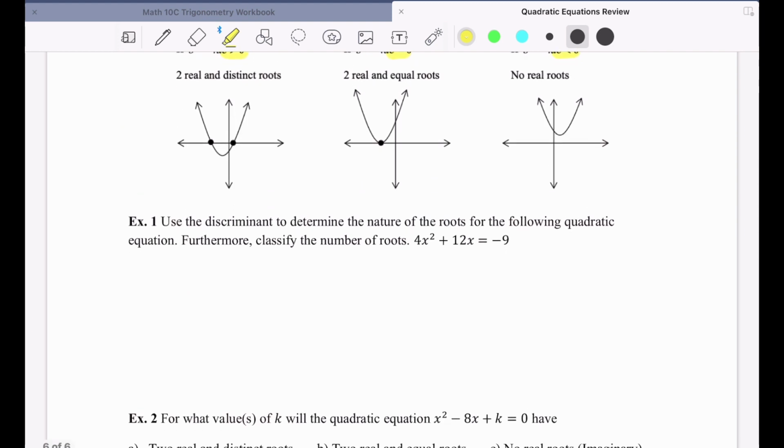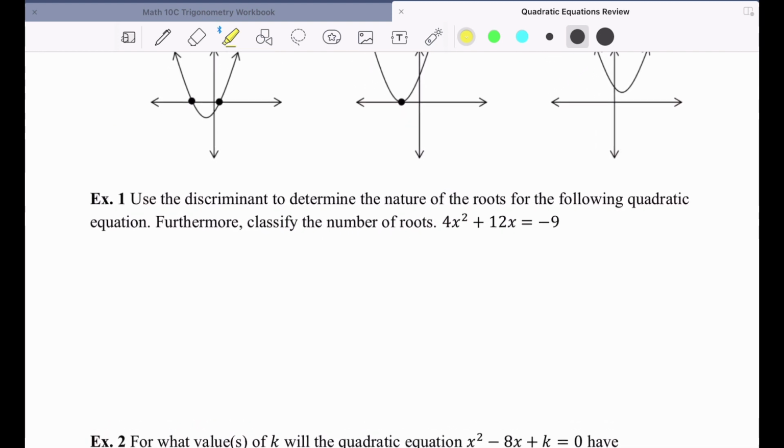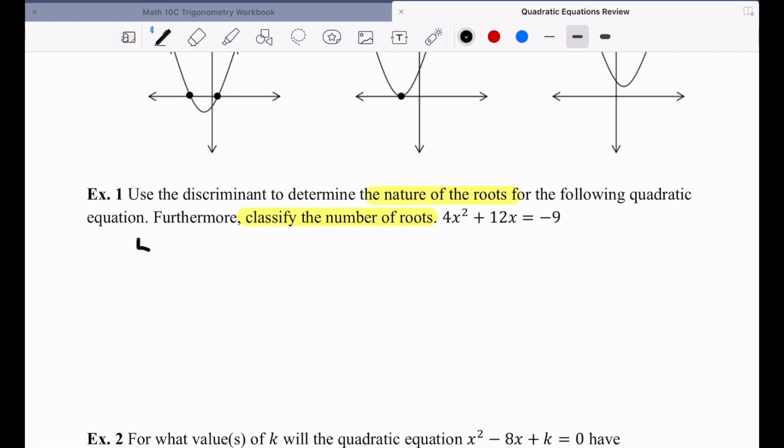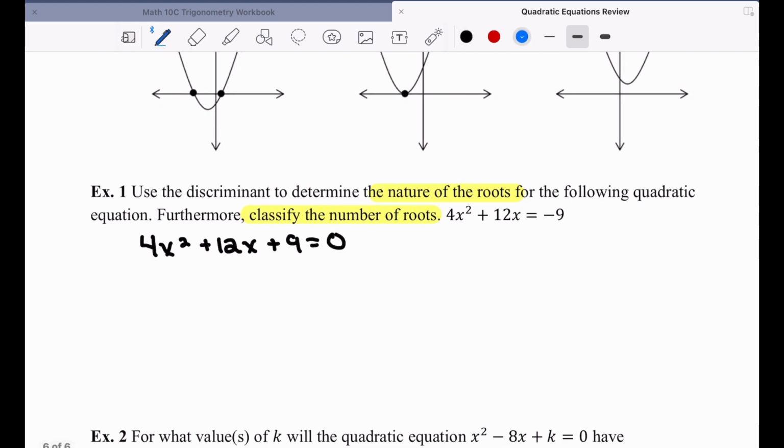Example 1 here, and we'll see if we can classify this one, or classify and determine the nature of the roots. So we can either say classify the roots or determine the nature of the roots, and then classify the number of roots. First step is we're going to have to make sure everything is on one side of the equal sign. I'm going to rewrite our quadratic equation as 4x squared plus 12x plus 9 is equal to 0. That was from adding the 9 to both sides so that we can get the 9 off the right side and into the left.